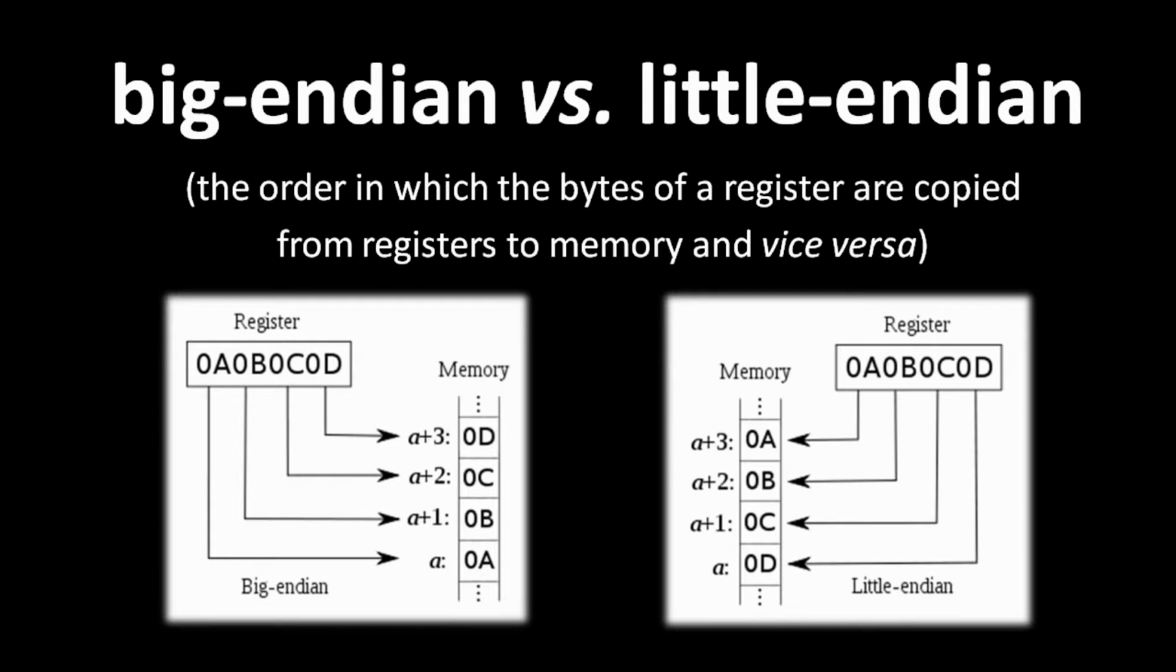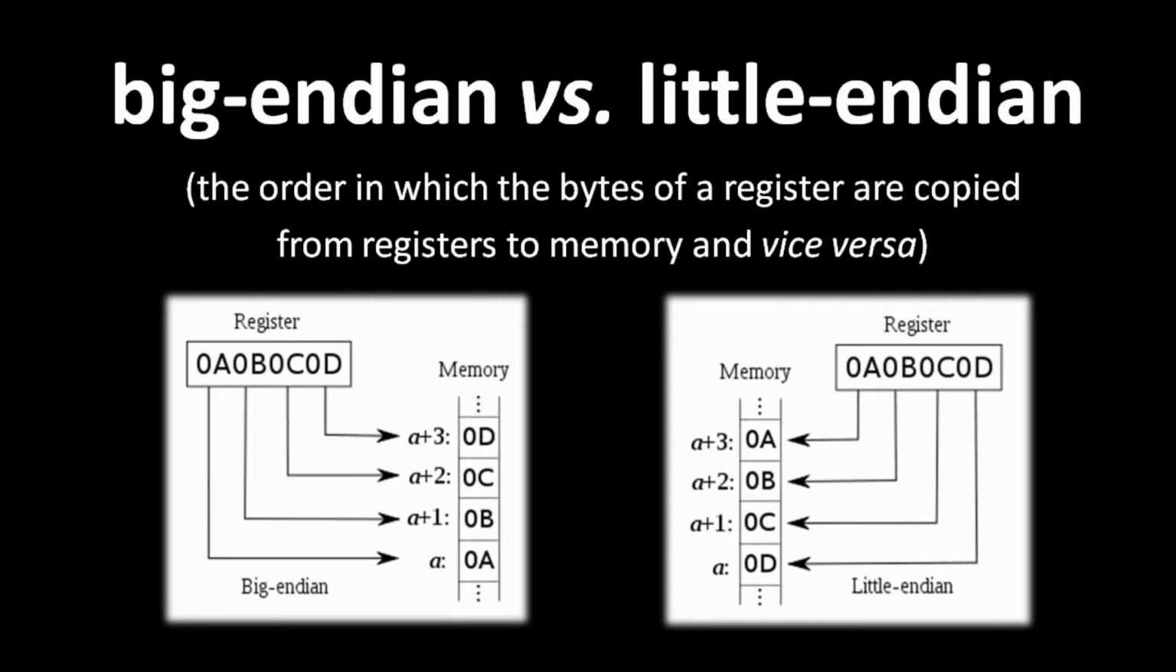CPU designers have a similarly arbitrary choice to make concerning how the bytes in a register get copied to and from memory. Say we have a 32-bit register with the bytes in hex 0A, 0B, 0C, 0D. As a binary number, 0A is the most significant byte, the byte representing the most significant digits. The question is, when we copy the register contents to some address n in memory, do we copy the most significant byte 0A to n, 0B to n plus 1, 0C to n plus 2, and 0D to n plus 3, or do we copy in the opposite order, copying the least significant byte 0D to n, 0C to n plus 1, 0B to n plus 2, 0A to n plus 3?